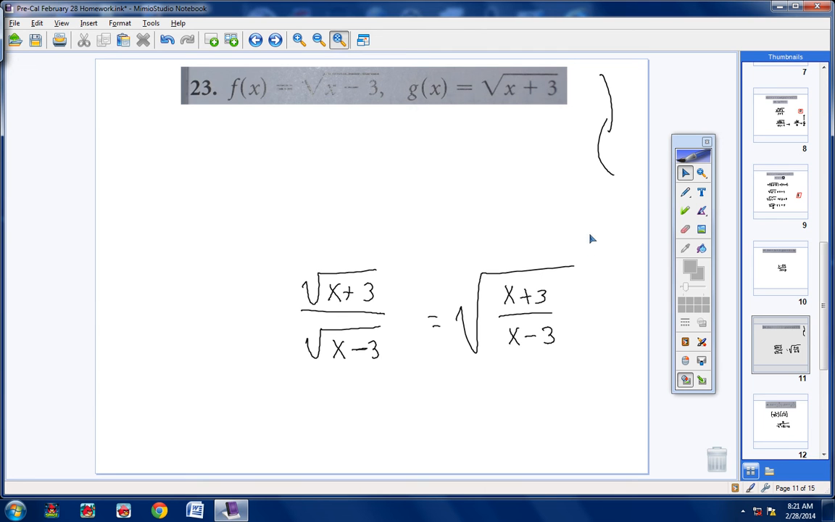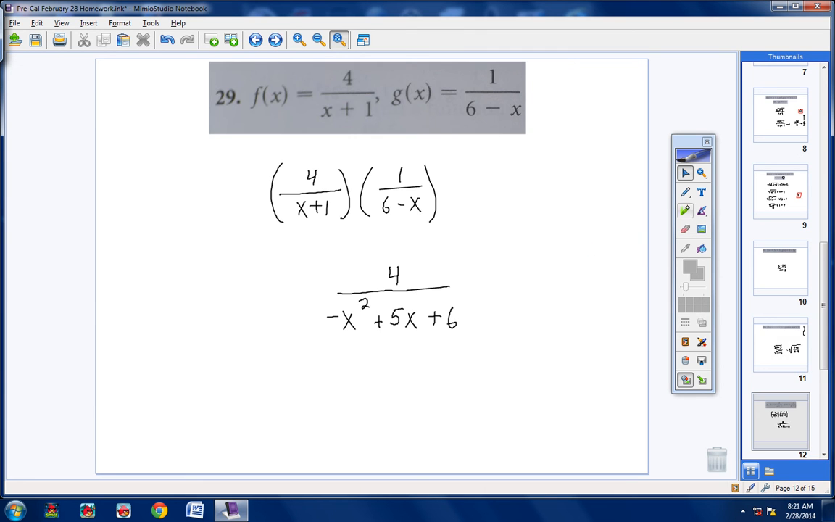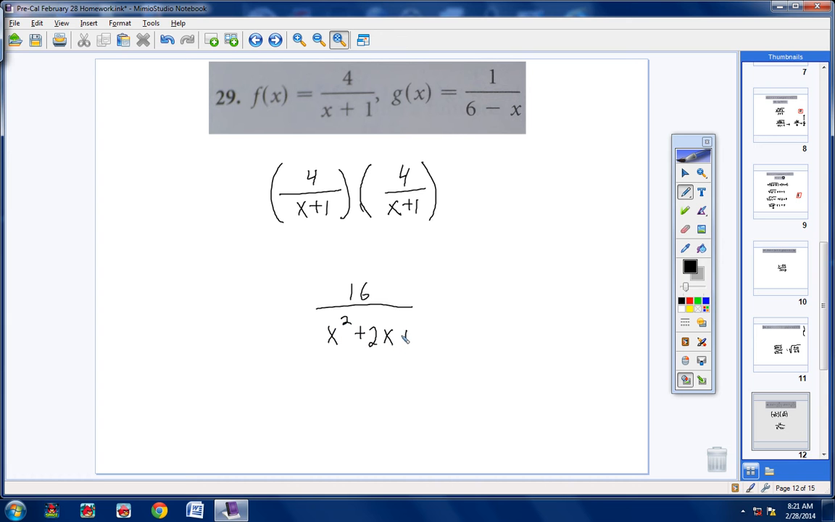Now they want us to take F times F, okay? F times F, so we already have one F function written. And now we're going to write it again. So there we go. All right, F times F. 4 times 4 is 16, and x plus 1 times x plus 1 would give you x squared plus 2x plus 1. Pretty simple. There we go. F times F.